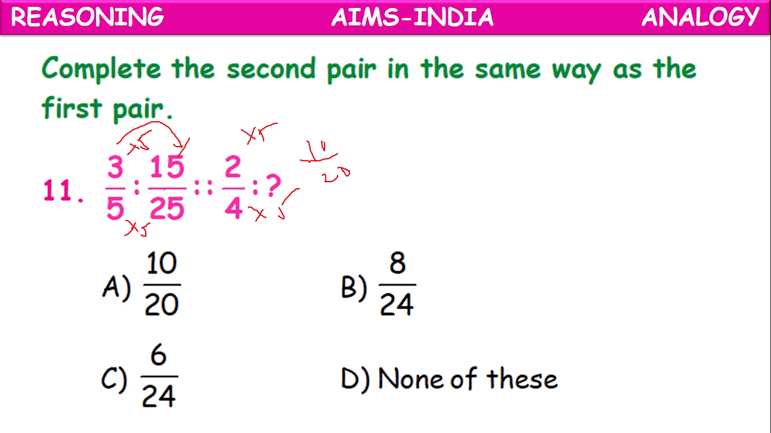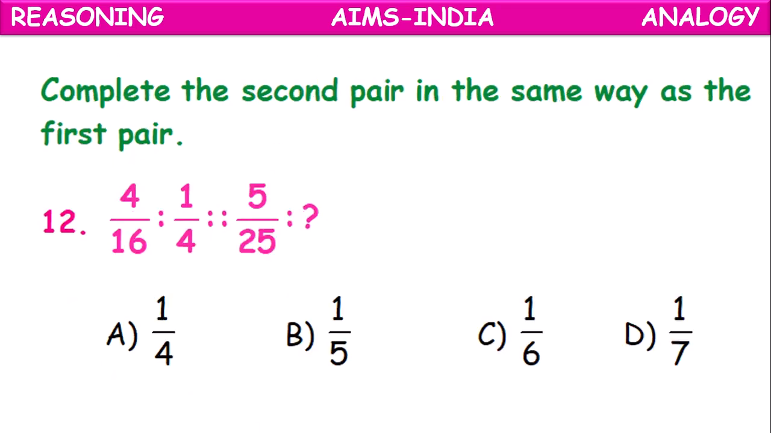So, 3 by 5 is related to 15 by 25. 3 times 5 is 15, 5 times 5 is 25. In the same way, 2 times 5 is 10, 4 times 5 is 20. So, the answer is 10 by 20, option E.